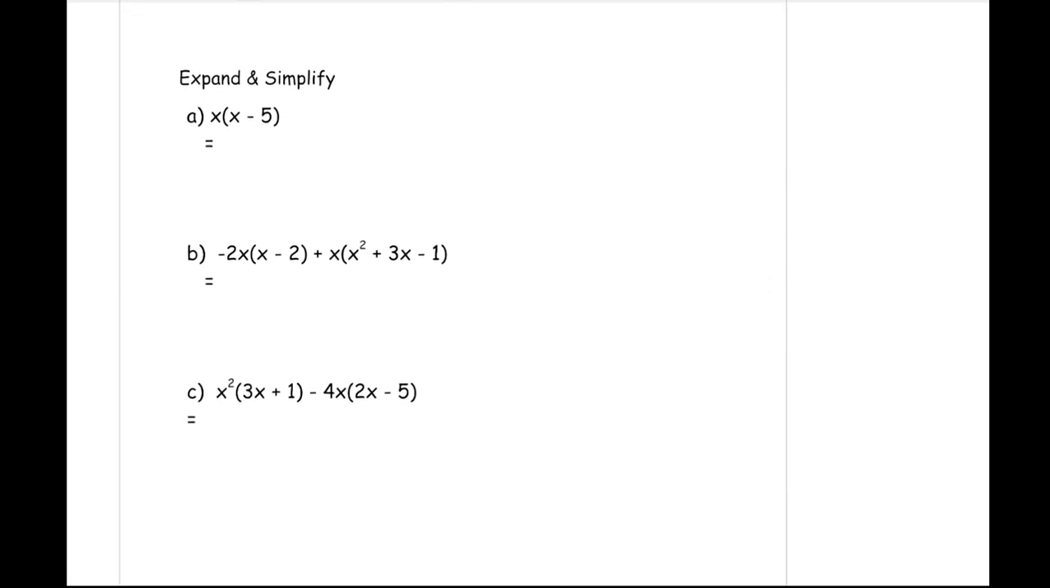In the next examples, we're looking at the same thing, except the variable or the term in front of the bracket is now a letter or has a variable attached to it. So that is going to be a little bit different, but the main concept is going to be the same. X times x minus 5, so this x is going to get multiplied through to both parts. So that means x times x, and then plus x times negative 5.